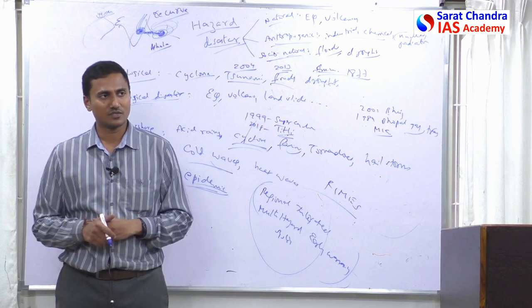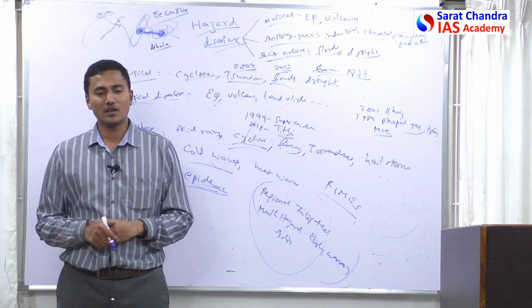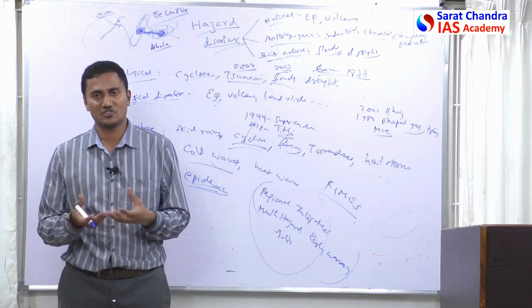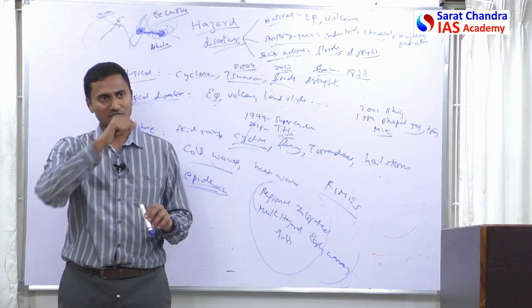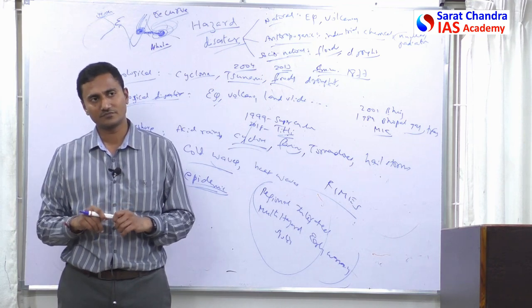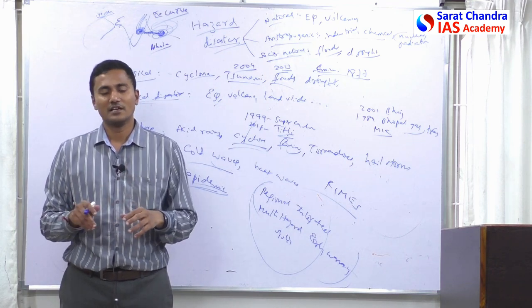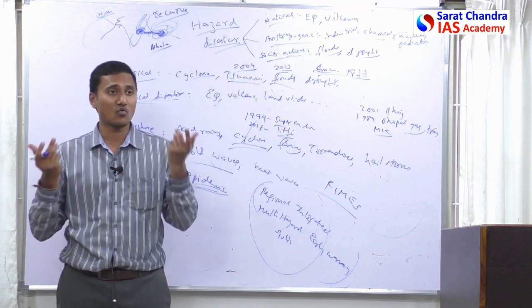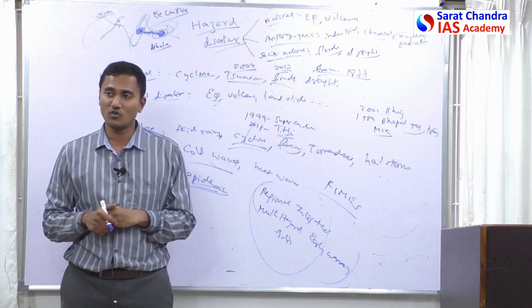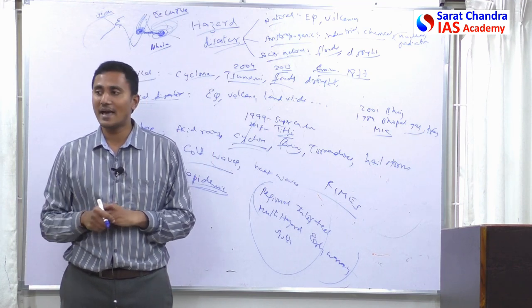Gurgaon means near Delhi, Haryana, Gurugram. Because of over construction they are using all the ground water for construction. Because of so many constructions in Gurgaon they are using all the ground water, so there is drought in future, there is no water in Gurgaon. So this drought is man-made drought.